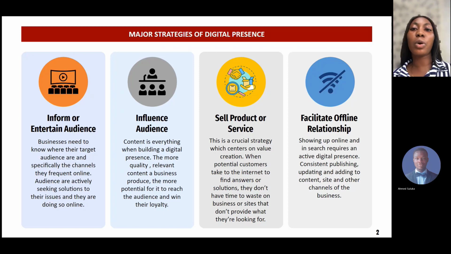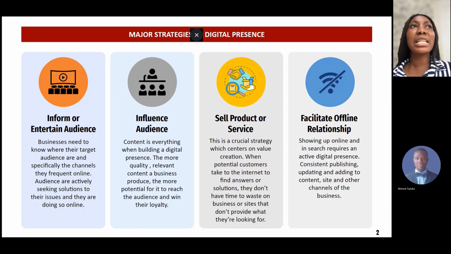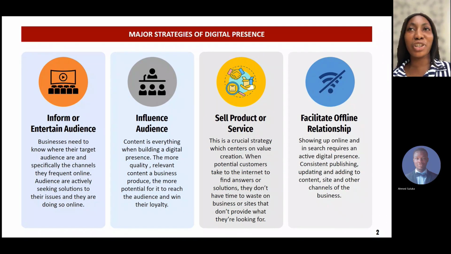Now, the next one we'll be considering is selling products or services. Selling products is a crucial strategy which centers on value creation. When potential customers take to the internet and find answers or solutions, they don't have time to waste on sites that don't provide what they are looking for. Businesses that don't provide what customers are looking for don't easily get attracted because they feel: why am I wasting my time coming here? What am I looking for when I'm not seeing the solution, when I'm not getting the solution?